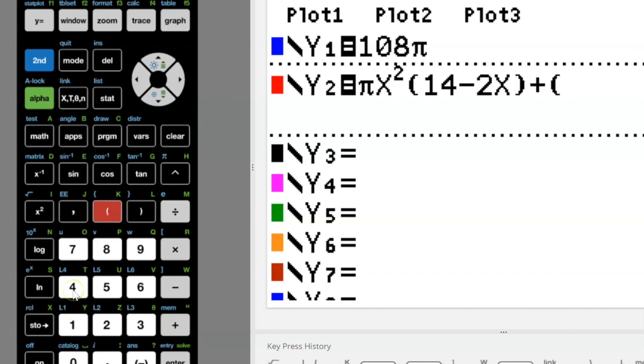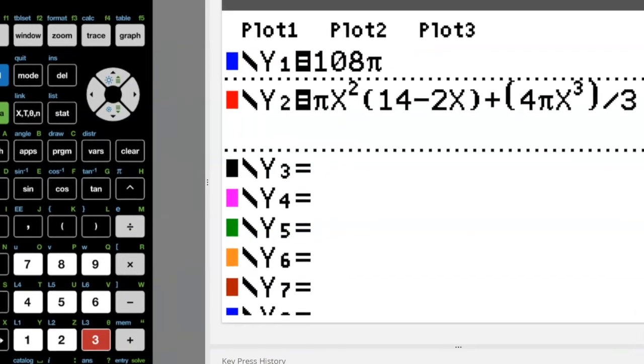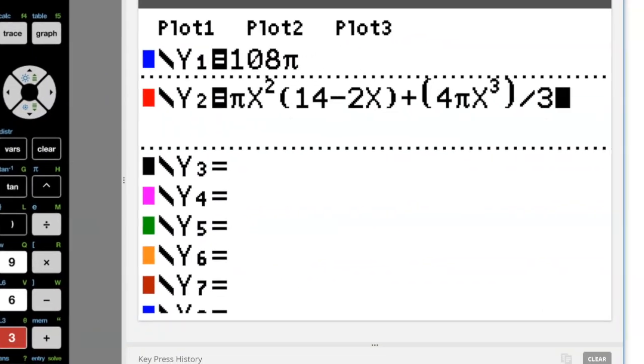So we'll say bracket 4 pi x cubed, close bracket, divided by 3. Okay, here we go.